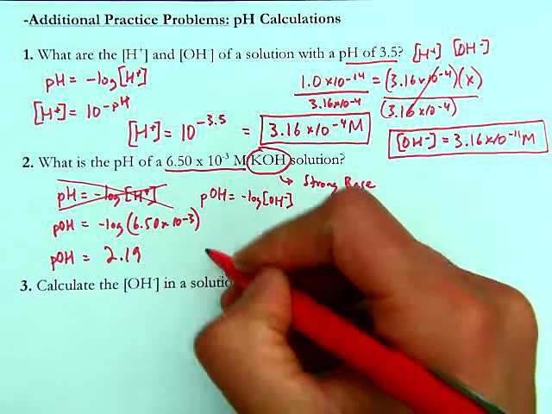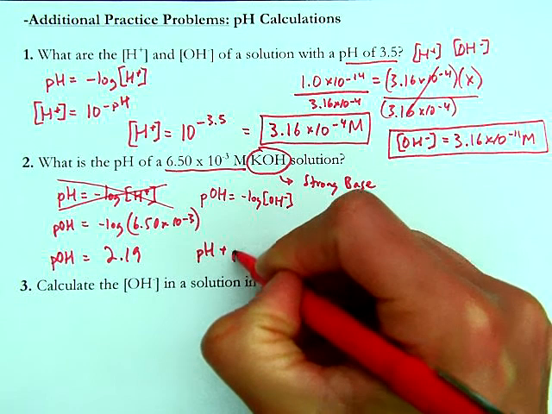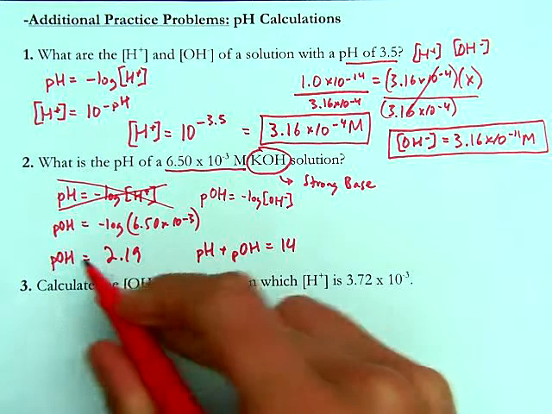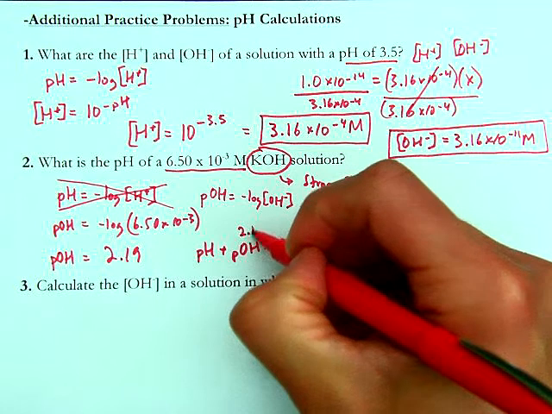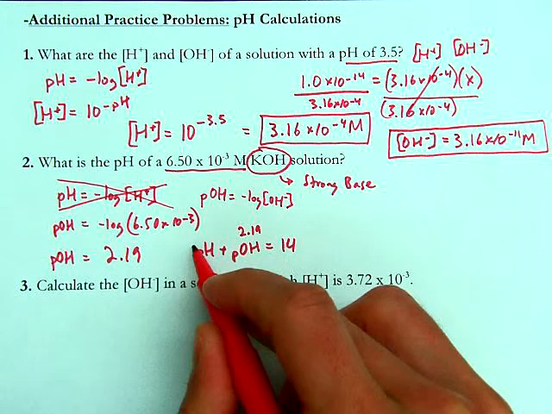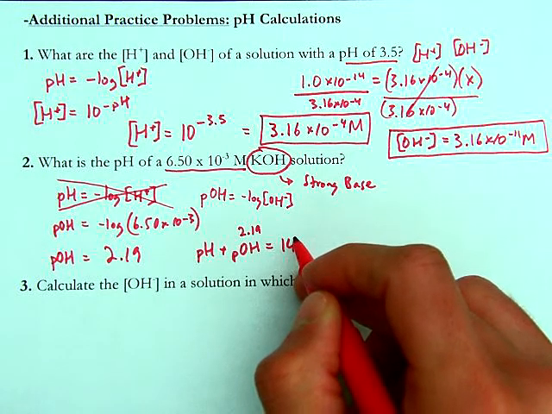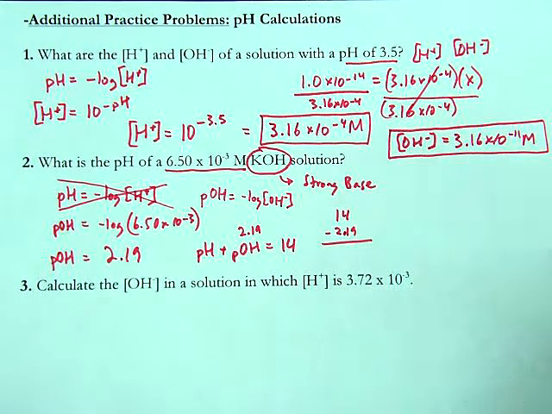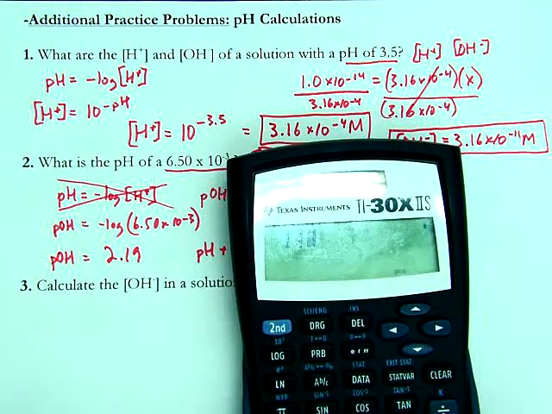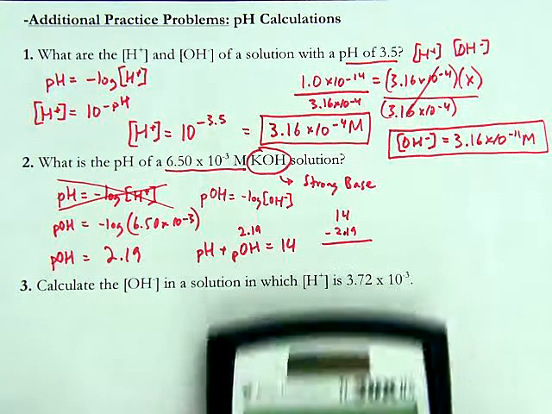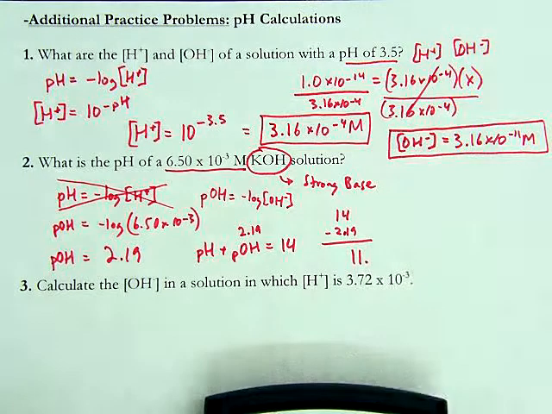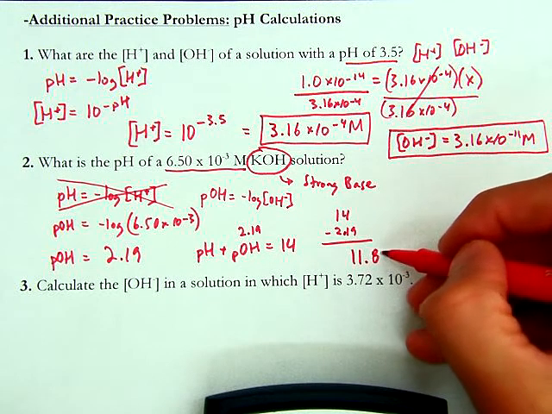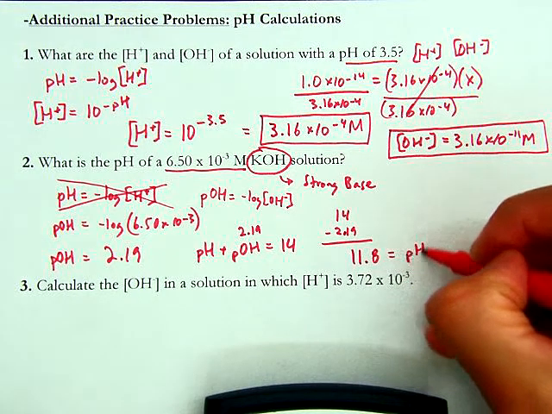Now, pH plus pOH equals 14. So we just solved the pOH as 2.19. So something plus 2.19 gives you 14. Another way to think about that is 14 minus 2.19 is going to give us our pH. So 14 minus that number gives us 11.8. And this is our pH.